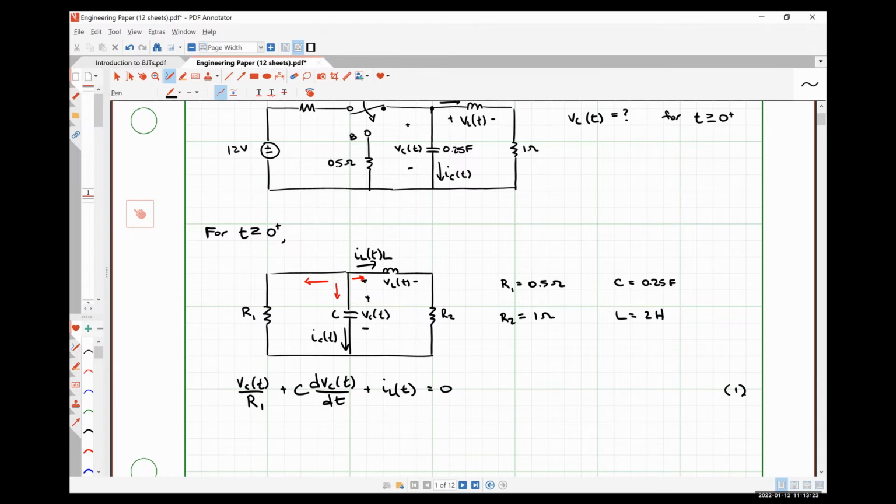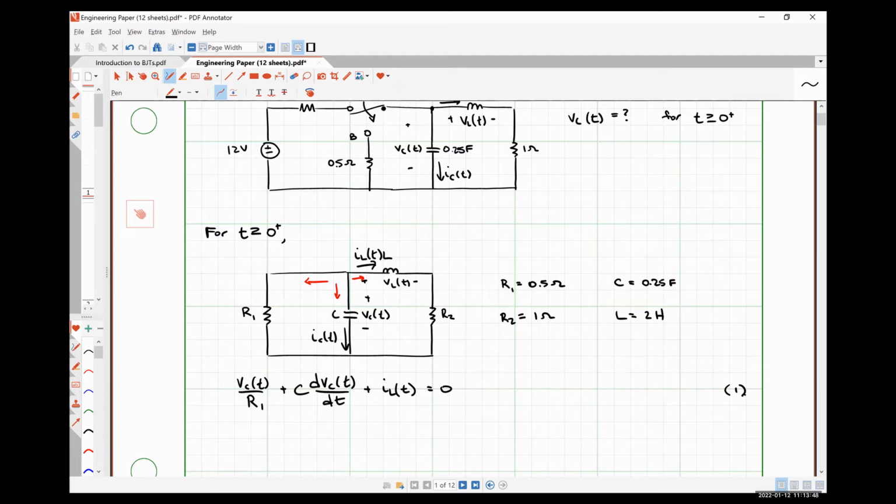All right, Caleb, what do we do now? We have one relationship that has the capacitor voltage and the inductor current tied together. Where are we going to get a second one? KVL, okay, where? The right-hand side loop. Okay, sure.